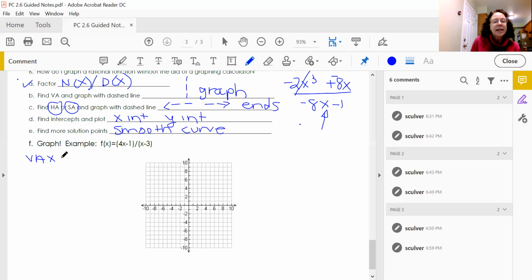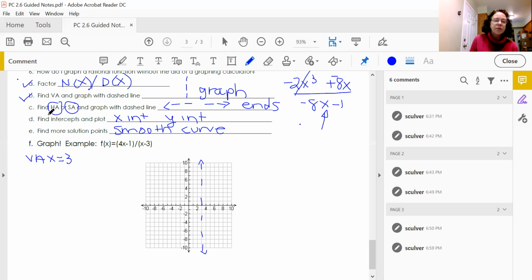right? Because that is the x that makes the denominator 0 but does not cancel all the way across the graph. The graph, in fact, cannot cross that vertical asymptote because it's a domain issue.